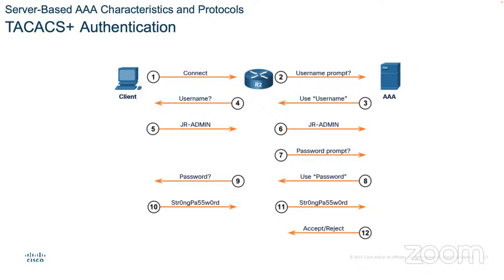The plus protocol provides separate AAA services, so it's possible to use one method for authorization and accounting and a different method for authentication. Kind of a lengthy process. It's 12 steps. Like AA, a 12-step program.